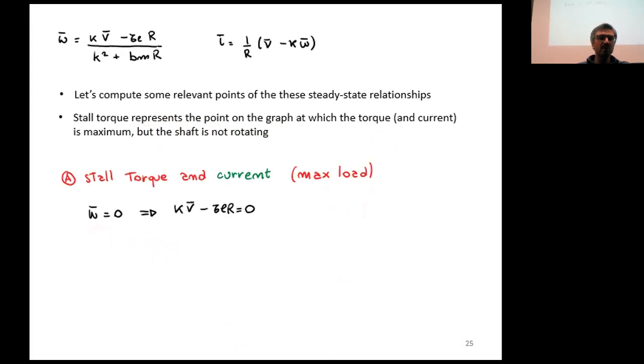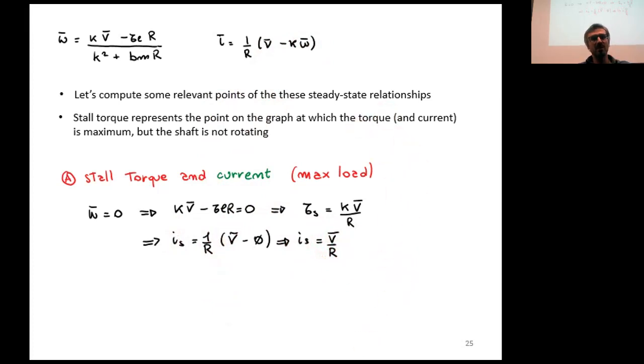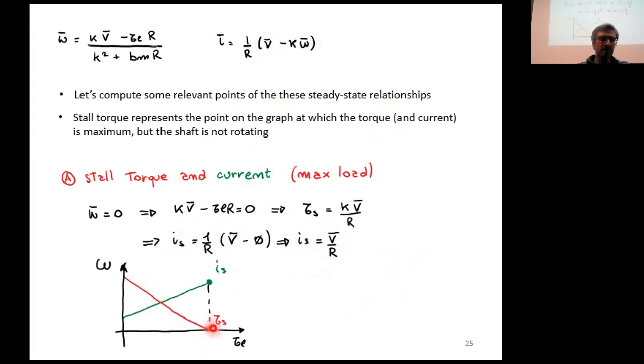To do so, we set omega to 0. From this equation, we get the numerator equal to 0, and we can compute the value of the torque as kV over R. This is the stall torque, the maximum torque we can achieve. While for the current, from this relationship we replace omega with 0, and we get V over R, which is the stall current. In this situation we have no motion, so no back EMF, so all the voltage is dropped on the resistance and it creates the maximum current. So this is the stall torque, and this is the stall current. This is the current curve.